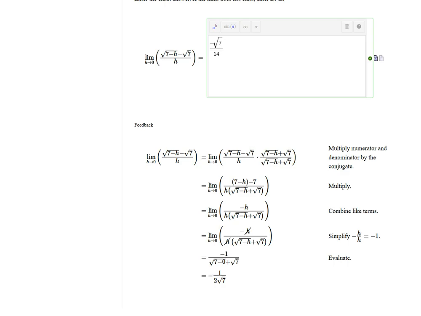Although in most math circles, leaving a radical in the denominator is, you know, it's like a math faux pas. You're really not supposed to do it. It's kind of like wearing white after Labor Day. Don't do it. Although I do. So there you go.